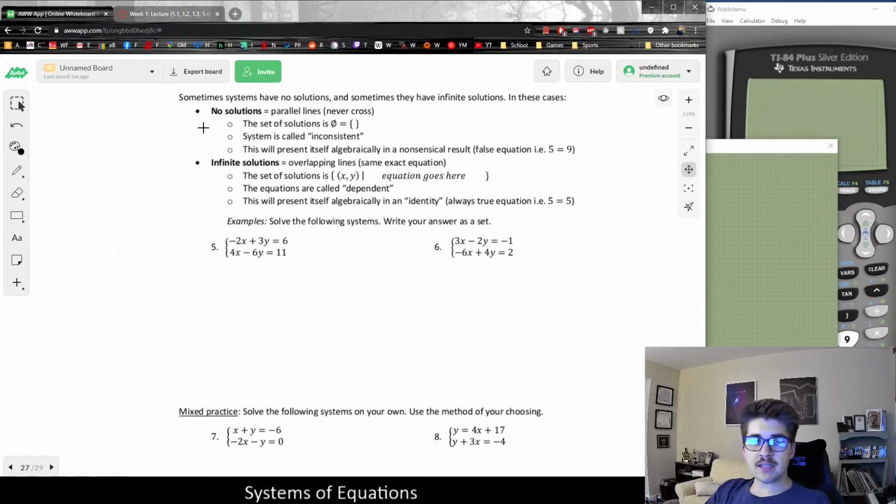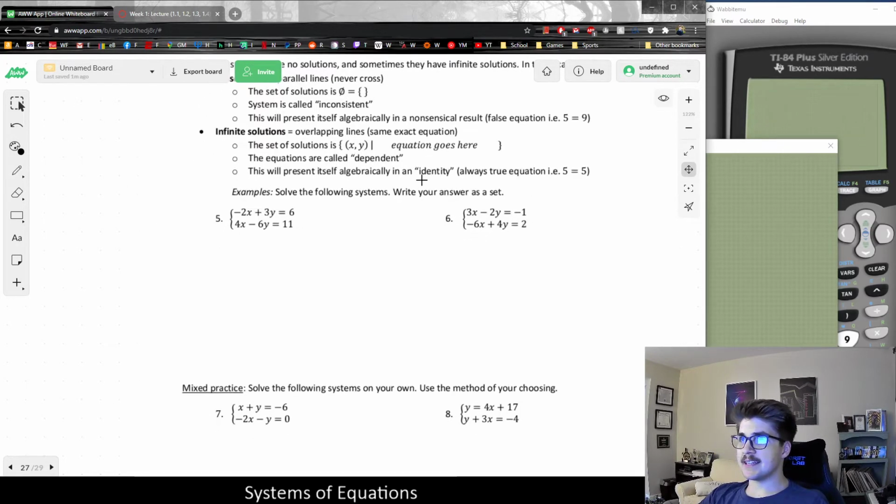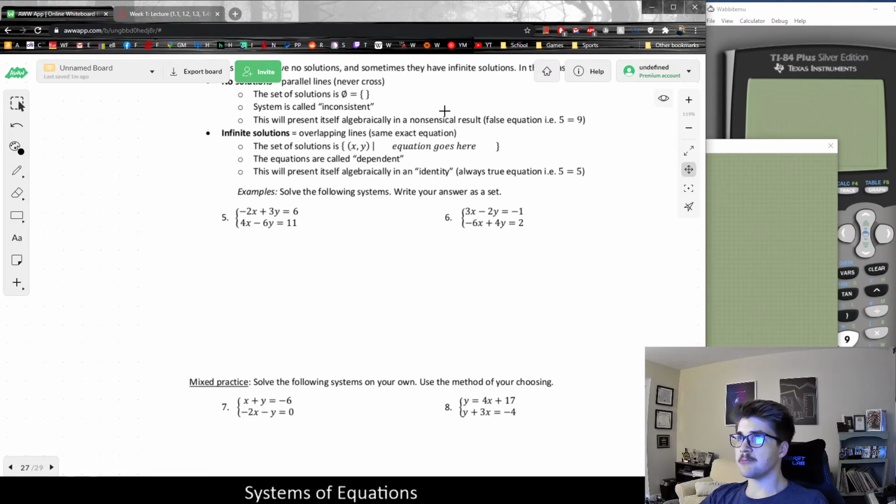But let's go ahead and look into this. The instruction is to solve the following systems, write your answer as a set. So we'll practice using set notation and how we recognize it. In the case of this system, we could either use substitution or elimination. Let's just go ahead and do elimination. To match up -2 and 4, I would want to multiply the first equation by 2.